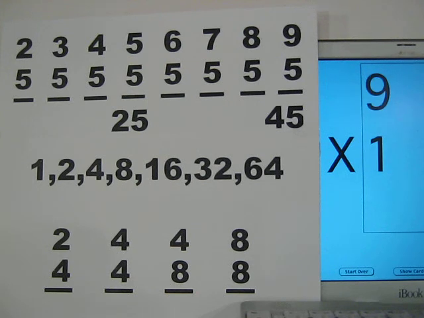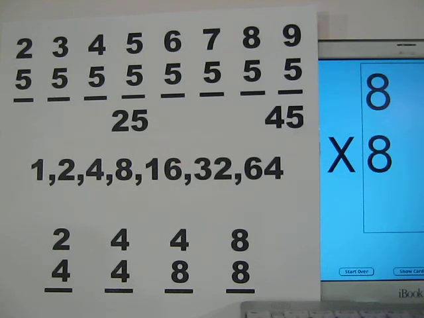9 times 1 is 9. 4 times 1 is 4. 3 times 7, 2 times 7 is 14, add a 7. 3 times 7 is 21. 4 times 7 is, add one more 7 to 21, you get 28. 5 times 5 is 25. 4 times 0 is 0. 3 times 1 is 3.